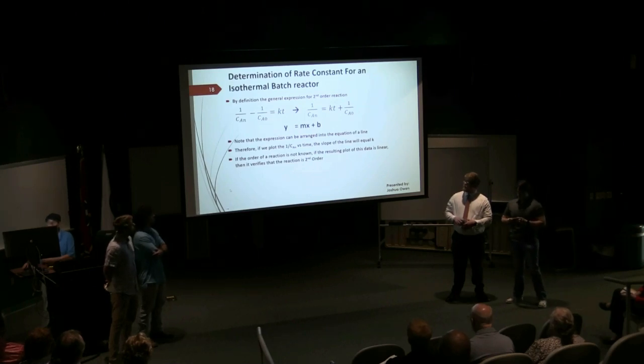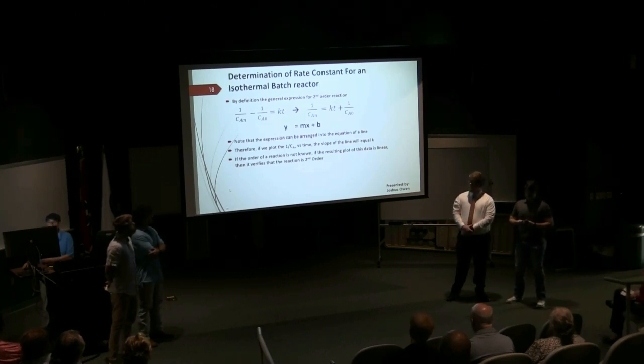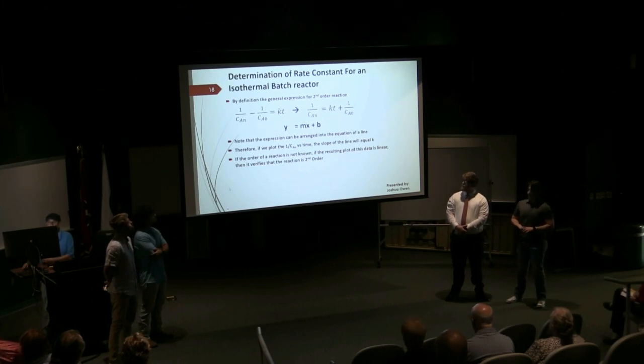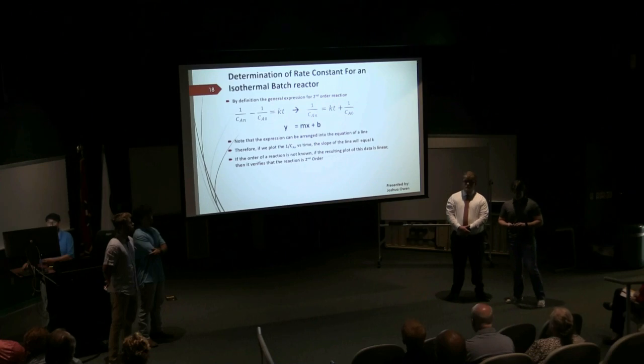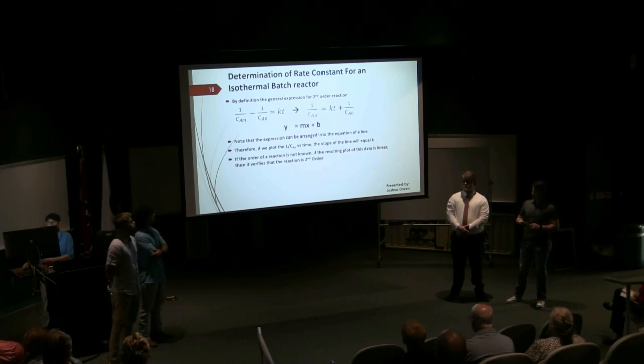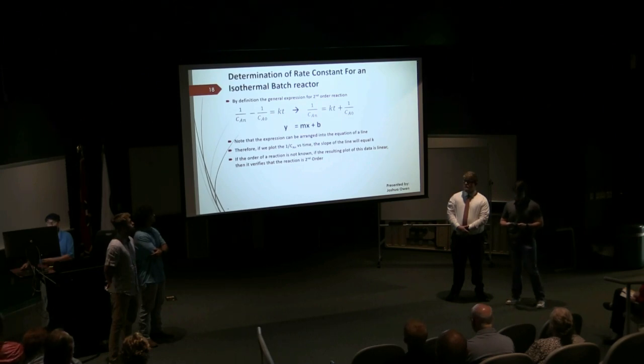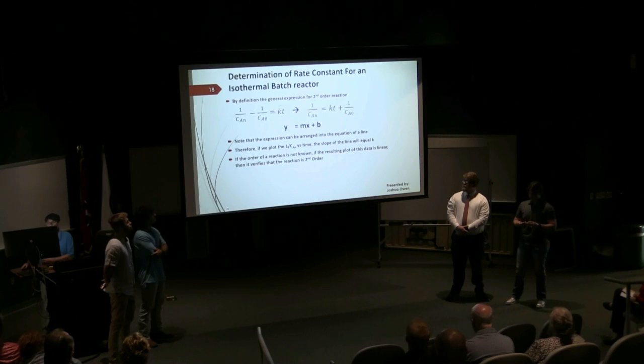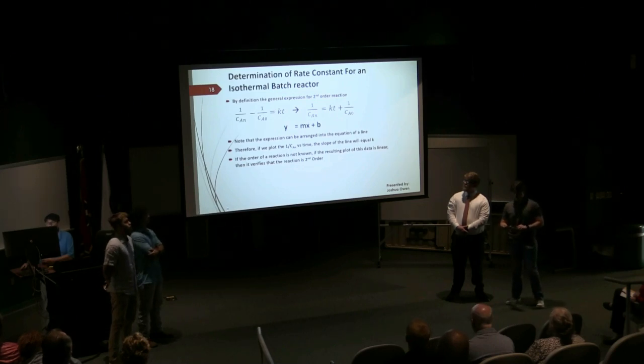With concentration plotted versus time data for sodium hydroxide, we can determine the rate constant. Our reaction is second order, and the rate expression is rearranged into a linear form. If we plot 1 over the concentration of sodium hydroxide versus time, it will give us a straight line. The slope of the line will ultimately equal K.